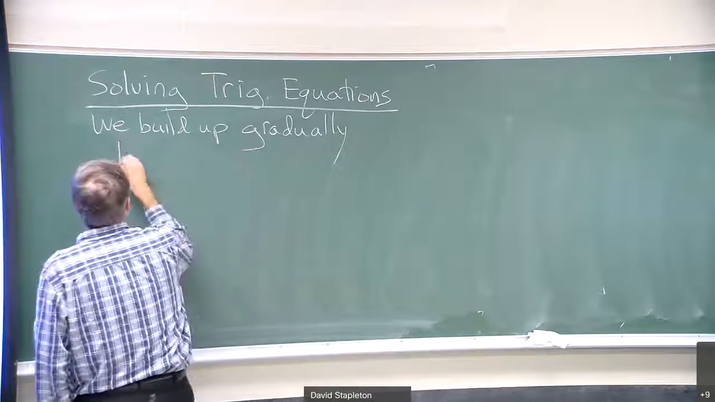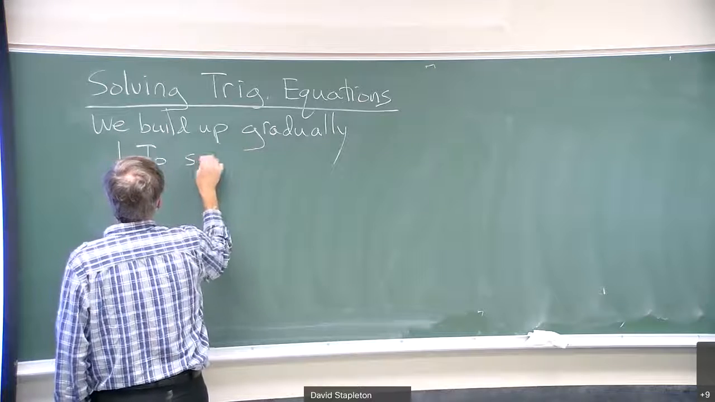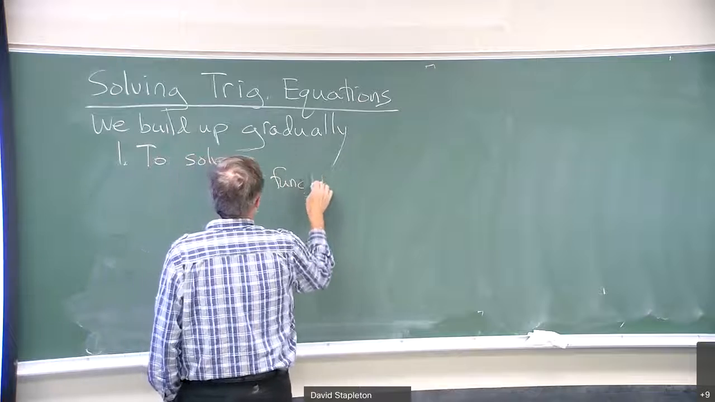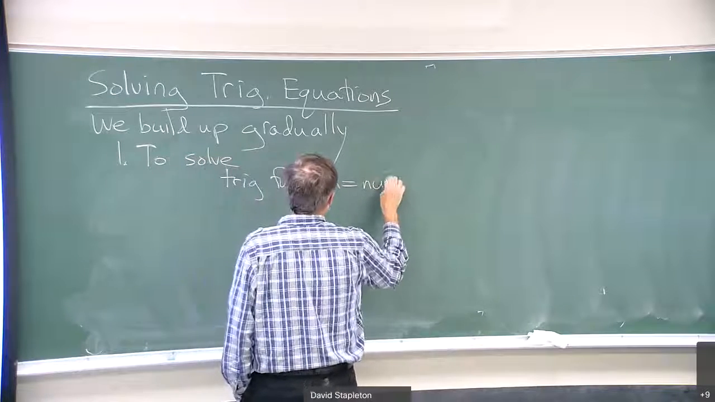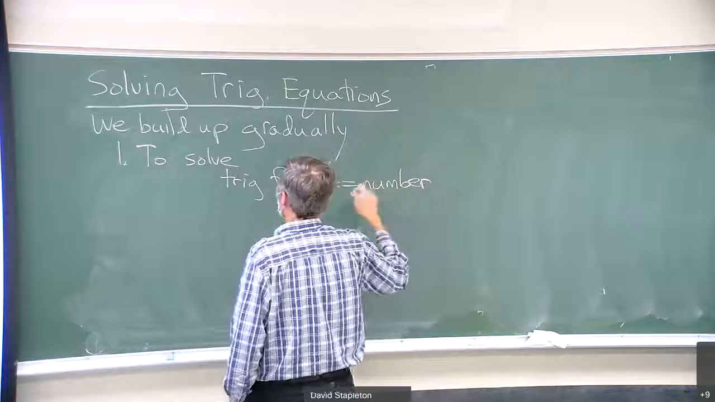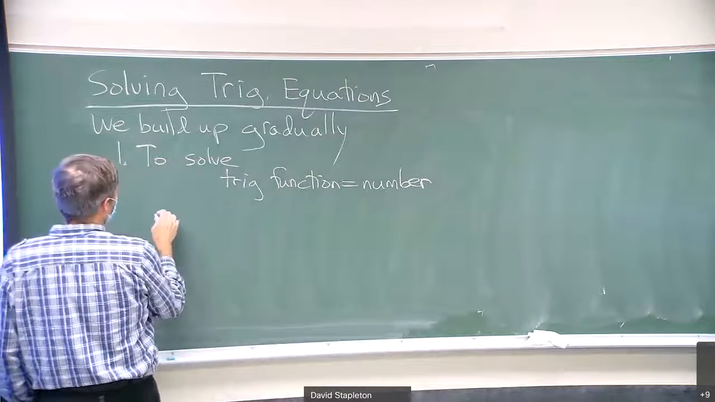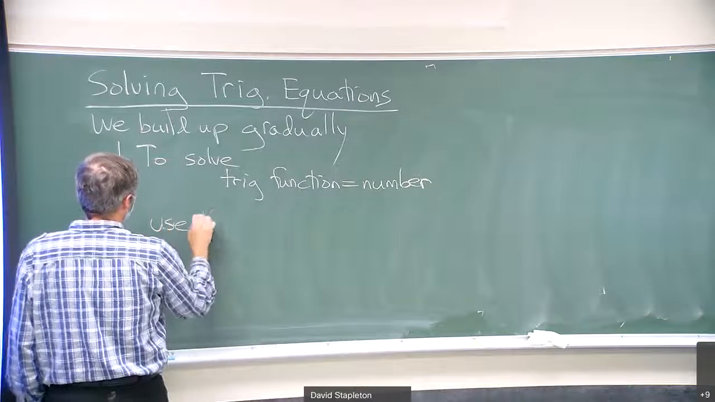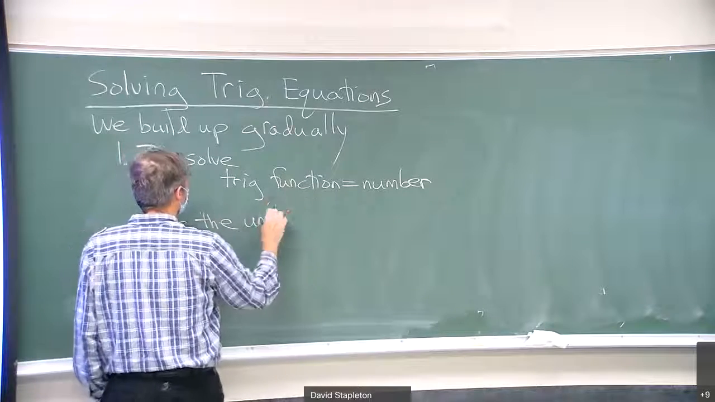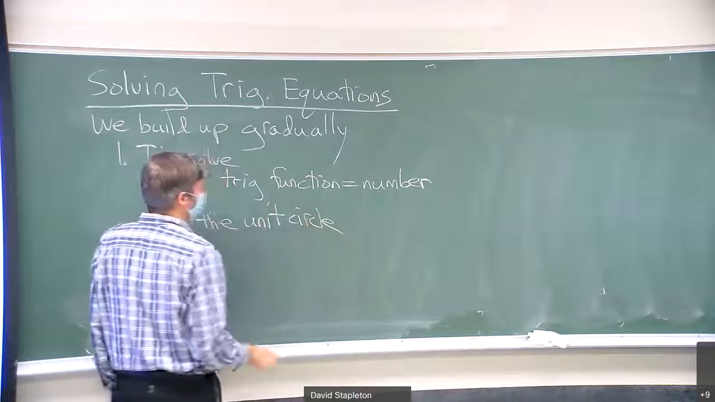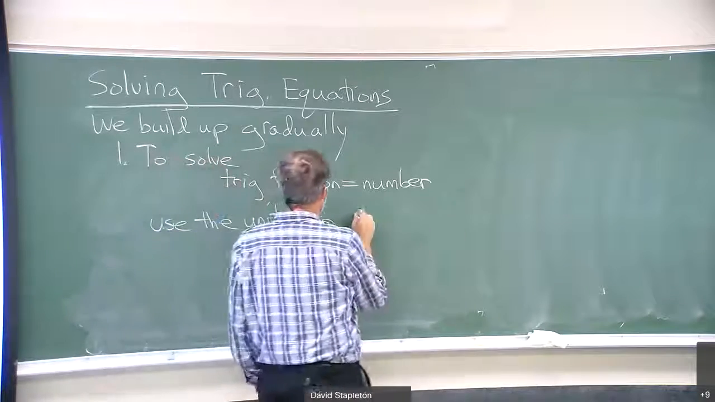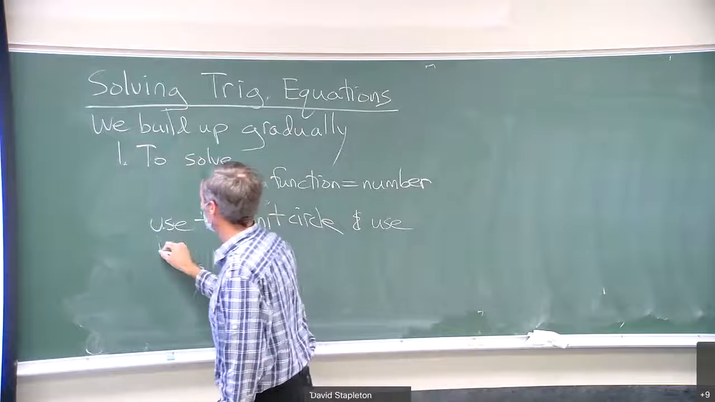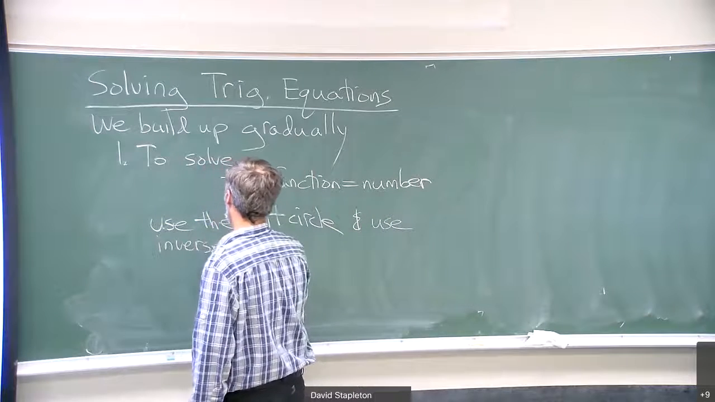And so the first one is to solve an equation that's just of the form trig function of some sort equals a number. If you see an equation of that form, it's pretty easy to solve. Simply use the unit circle. And if it's not a special number, then you need inverse trig. That's why we just did that.